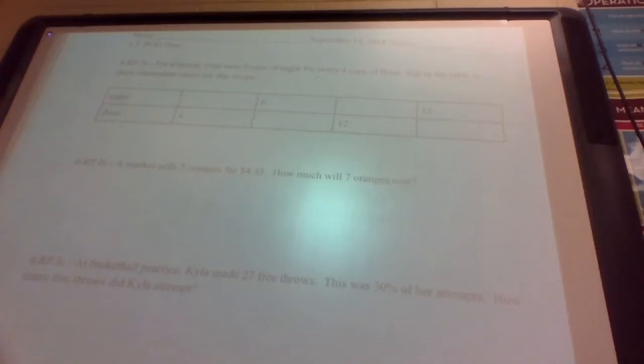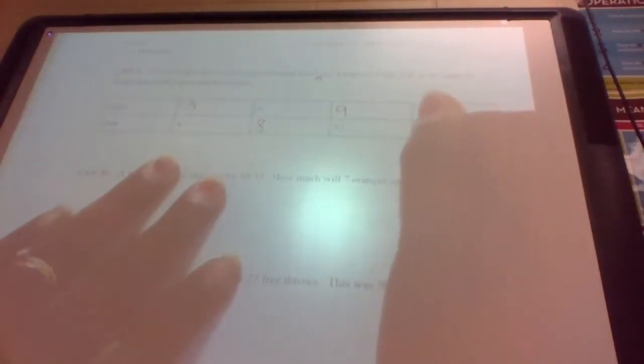All right. It says for a recipe, Paul uses 3 cups of sugar for every 4 cups of flour. So in place of sugar, what would you put? 3. And flour is 4. Now, if we keep this going, if we do another sugar, we're going to have how many cups of sugar? 6. How many cups of flour? 8. All right. The next one. How many cups of sugar? How many cups of flour? 16. Okay. So that should be your answer to number 1.